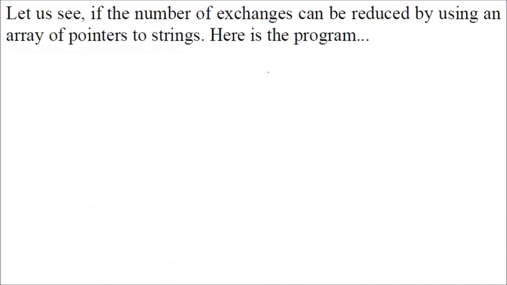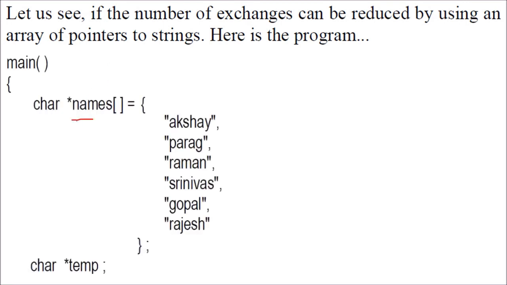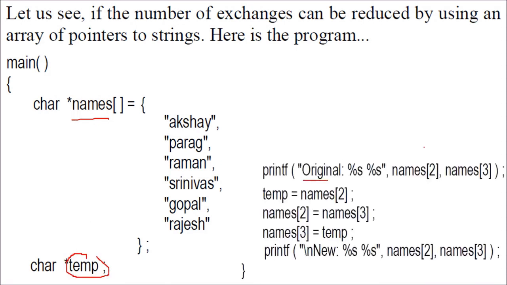But we will see an example where we don't require that much effort. We'll use the array of pointers to strings. We take a temporary character pointer. This is the original, name[0], name[1], like this. So we are saying name[2], that means name[2] will be printed and name[3] will be printed.